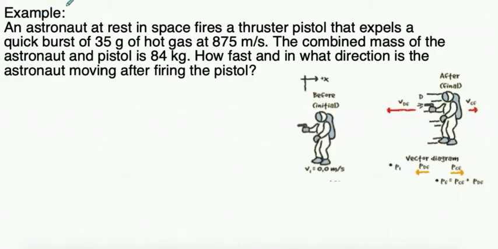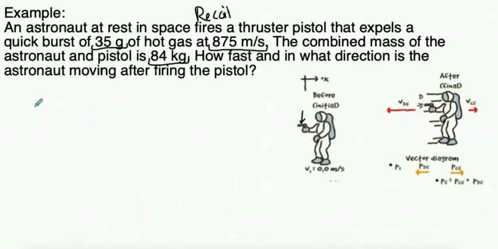So let's look at some examples using recoil momentum. We have an astronaut with a little gun here. He's got a gun that fires gases out, a thruster pistol. It expelled a quick burst of 35 grams of hot gas at 875 meters per second. The combined mass of the astronaut and the pistol is 84 kilograms. How fast and in what direction is the astronaut moving after firing the pistol?